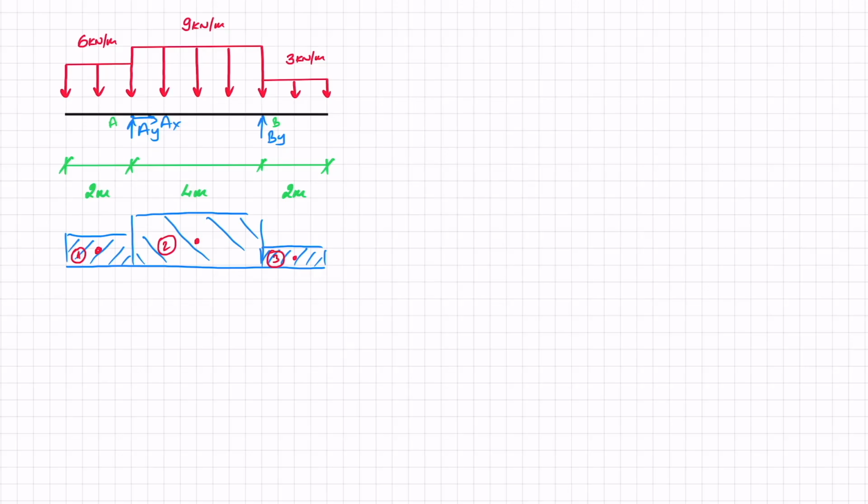So let's start off by solving our reaction forces using 3 equations of equilibrium. I'm going to start off with sum of forces in x equals 0, with this being my positive x. So I've got AX plus nothing else in the x direction, so that's easy. AX equals 0, and I've solved that.